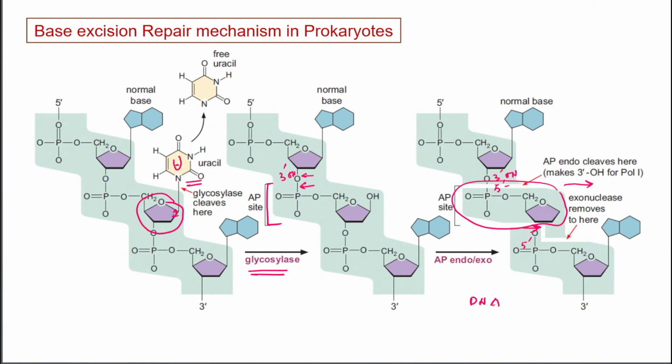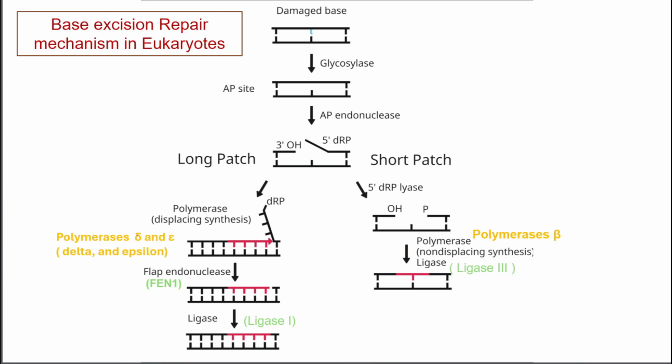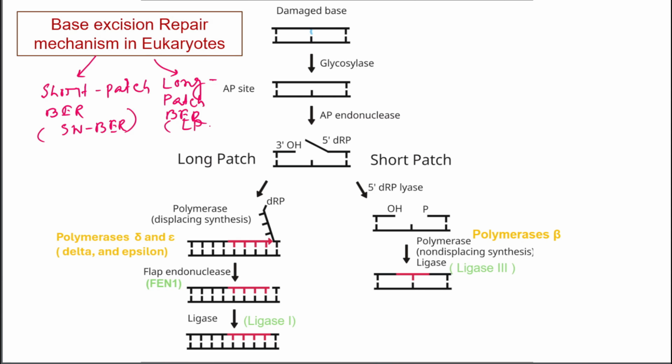Next, DNA polymerase 1 and DNA ligase fill the nucleotide gap using the intact opposite strand as a template. This is the repair mechanism in prokaryotes. But in eukaryotes, base excision repair has two main sub-pathways. One is short patch BER and the other is long patch BER, that is, SN-BER and LP-BER.